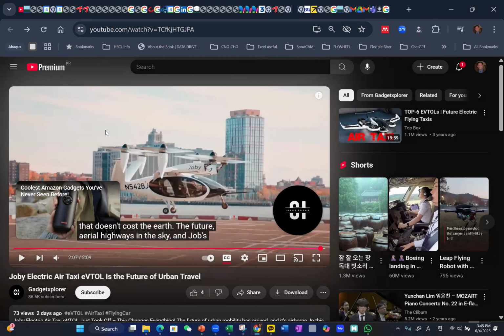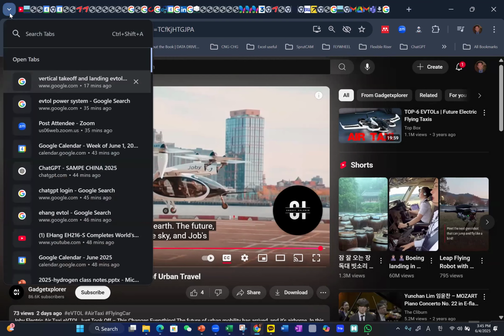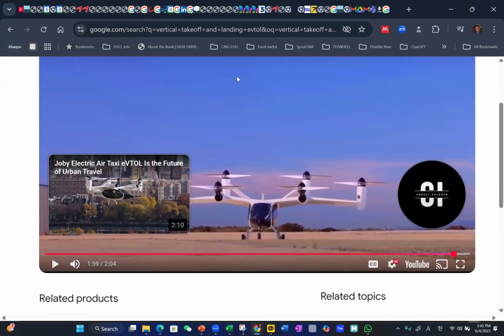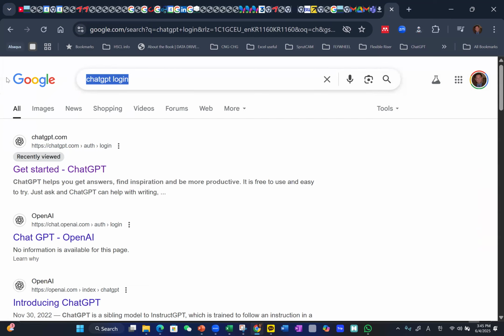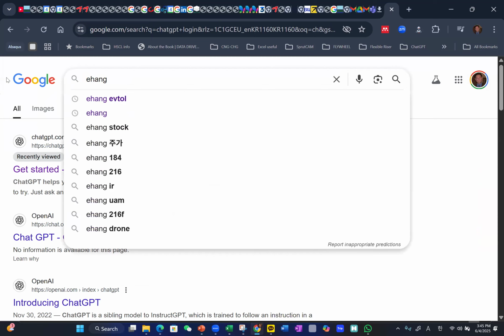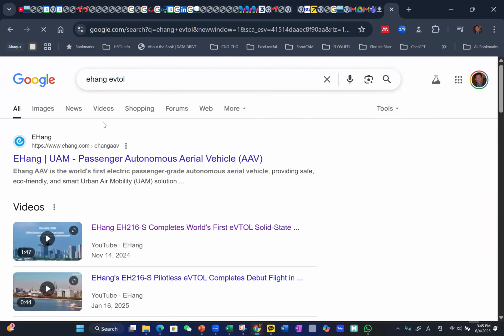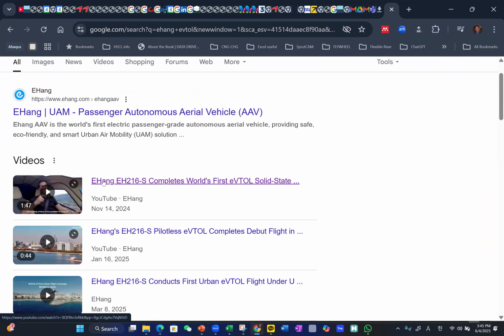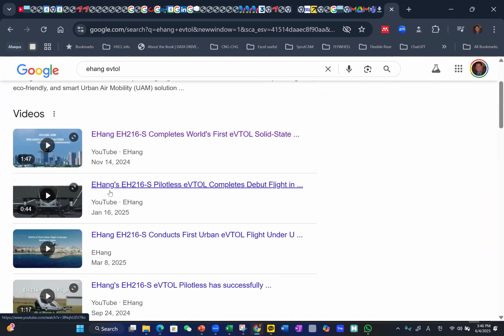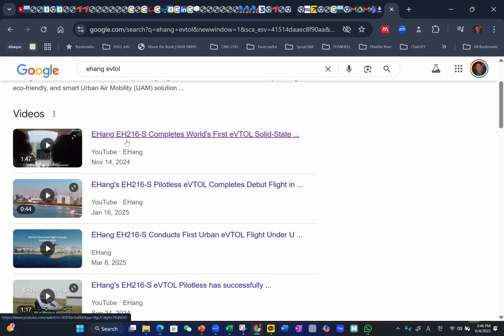Okay, now, as I mentioned, there is another one, EHang. EHang eVTOL, and let's take a look at some promoting video. The EHang model number is EH216S. Again, it is a complete world first eVTOL. Let's take a look.